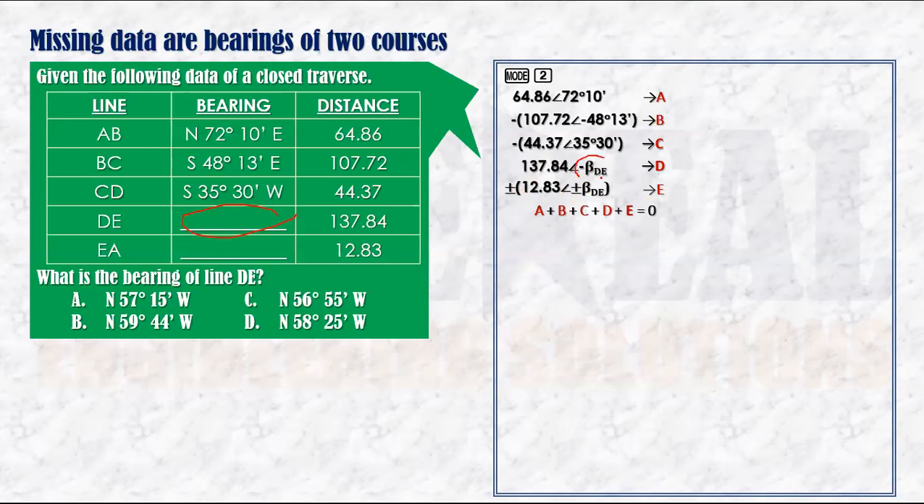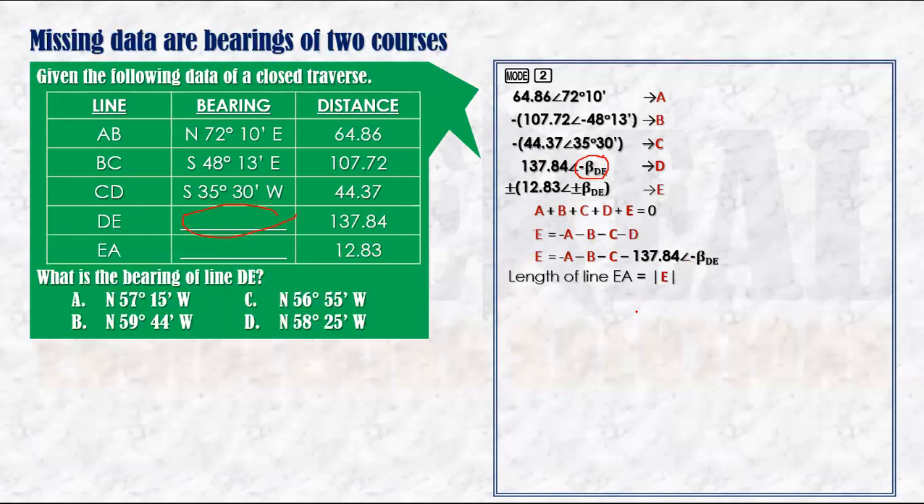We're going to try this among the choices, and we check the absolute value of E, because the absolute value corresponds to the distance. So this is what we'll do. If we are to solve for E, E is negative A minus B minus C minus D. So we change D to this: negative A minus B minus C minus 137.84 angle negative beta. So we do trial and error. If this is indeed correct, then the absolute value or the magnitude must be the length, 12.83. And that's abs of E.